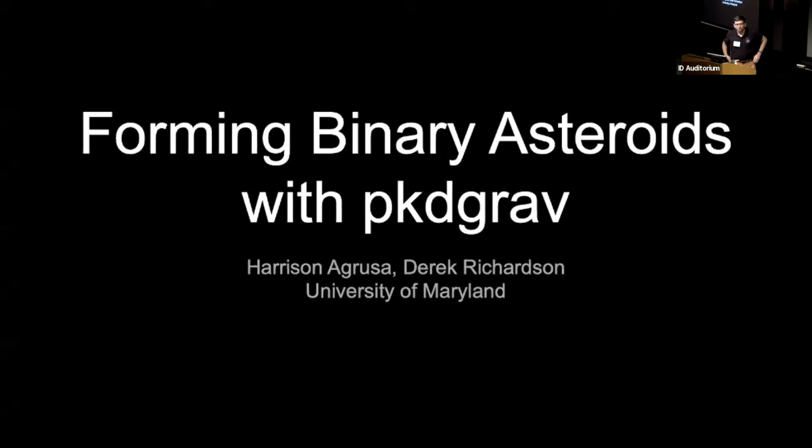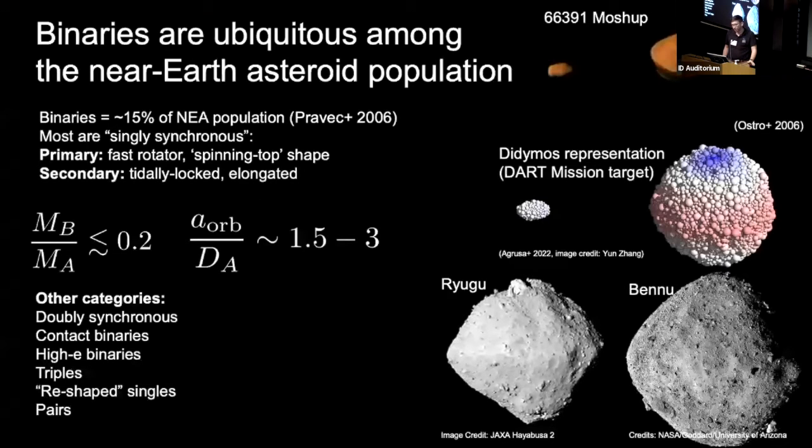Okay. Hi, everyone. I'm Harrison Agrusa. I'm a PhD student from the University of Maryland. I work with Derek Richardson on a lot of different things, but mostly something to do with binary asteroids in one way or another. So we'll start with a little bit of background.